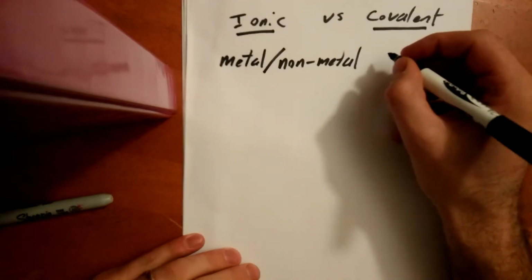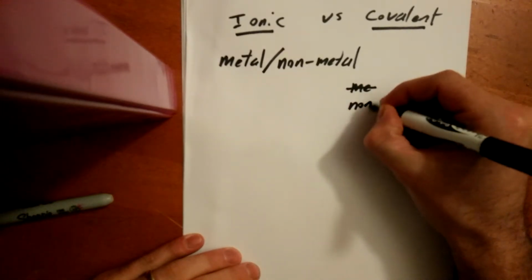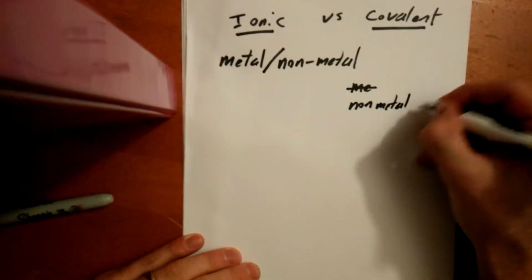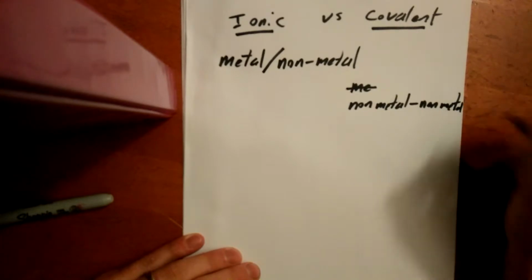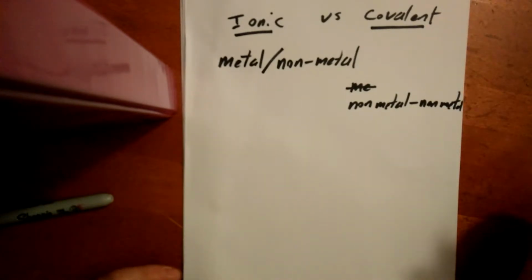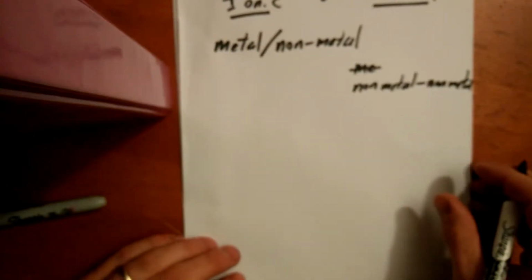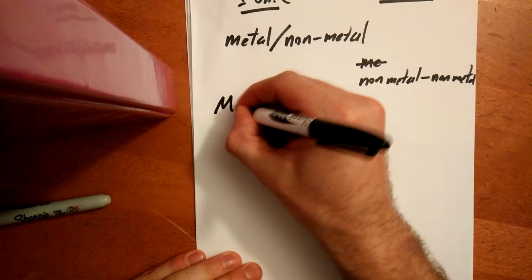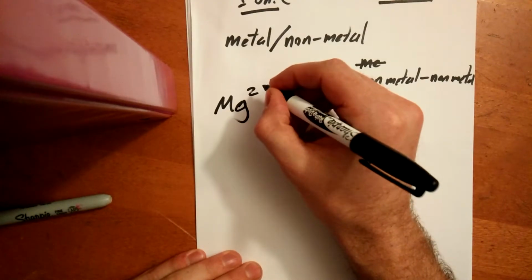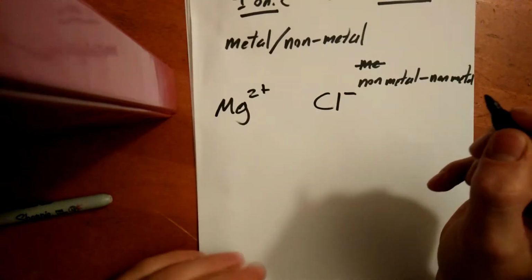Whereas covalent will be between a nonmetal and a nonmetal. So that's just two best friends hanging out. We're going to look a little more at ionic right now because those are a little bit trickier. If we go into ionic, let's say we have magnesium, which has a 2 plus charge, and chlorine, which has a -1 charge.